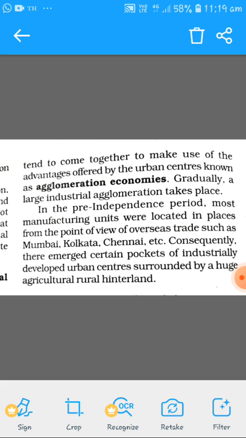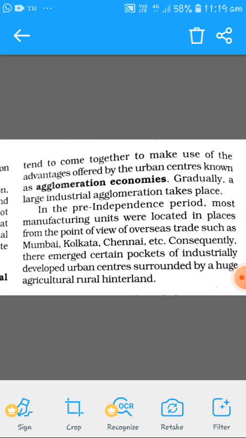When we talk about the pre-independence period, you'll find that India's trade was mostly dominated by overseas trade, meaning international trade. So the industrial regions are mostly found in the coastal areas, where goods are transferred through the sea route. Mumbai is in the coastal area. It is in fact a very big port, Jawaharlal Nehru port, Mumbai port. Kolkata is also near the sea, and Chennai is also in the coastal area.